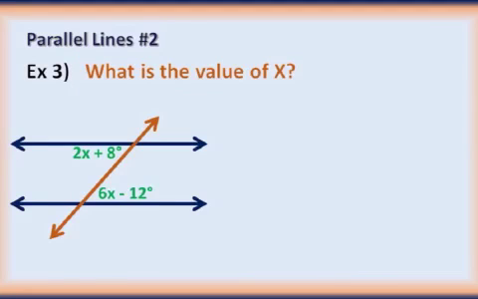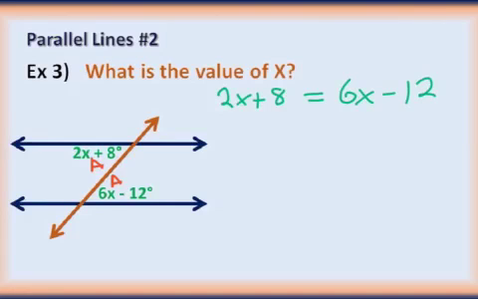Let's see if we can use that fact to help us out with example 3. We can see that we have an acute angle where the 2x plus 8 is, and another acute angle where the 6x minus 12 is, which means since they're both acute, they're equal or congruent. So let's write an equation. 2x plus 8 is equal to 6x minus 12.